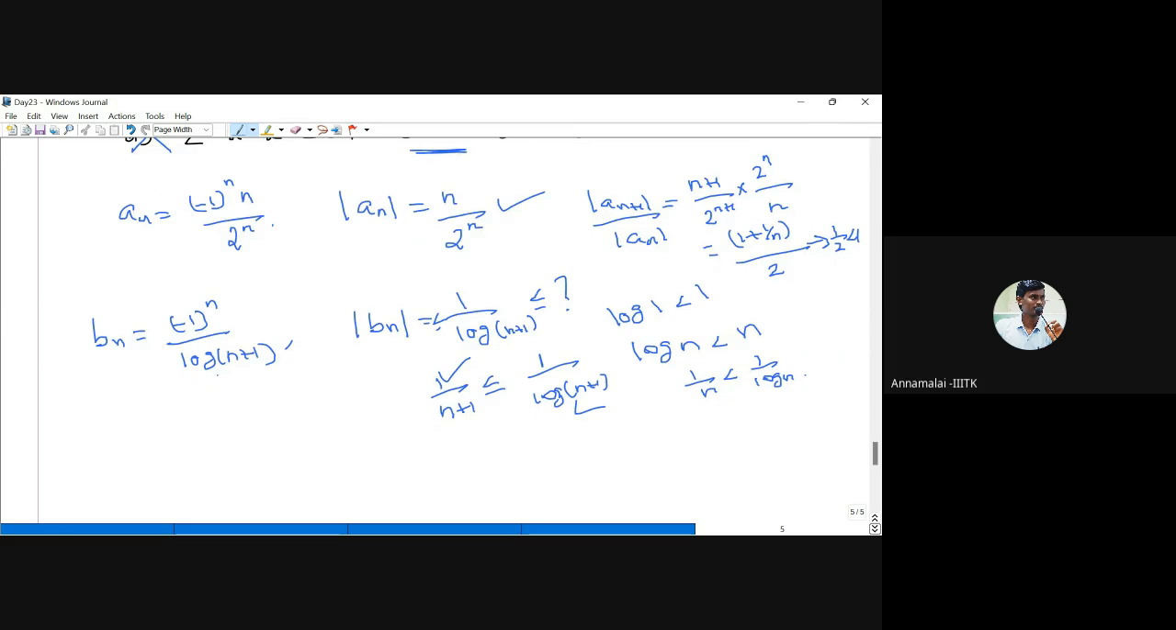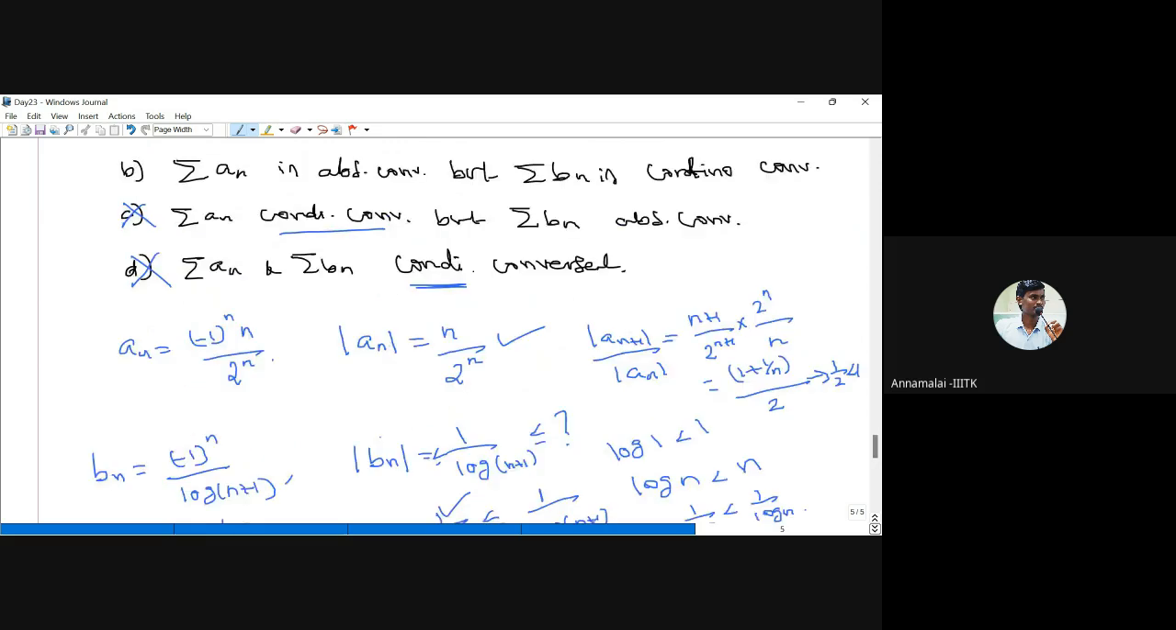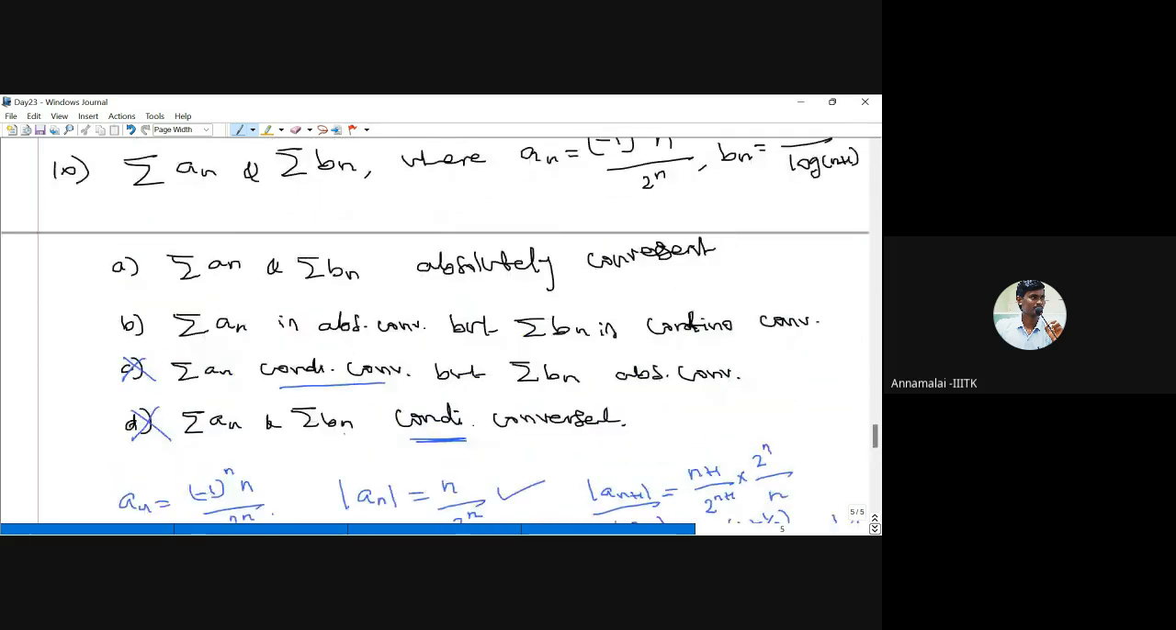Then what about the series itself? Is it convergent or not? You can apply the Leibniz theorem. This is an alternating series, it converges to 0 and is decreasing. Therefore it converges, but not absolutely. Therefore it's conditionally convergent. So the first option is false because it says bn is absolutely convergent, and we just proved the modulus of bn is not convergent. Therefore an is absolutely convergent and bn is conditionally convergent. That is the correct statement.